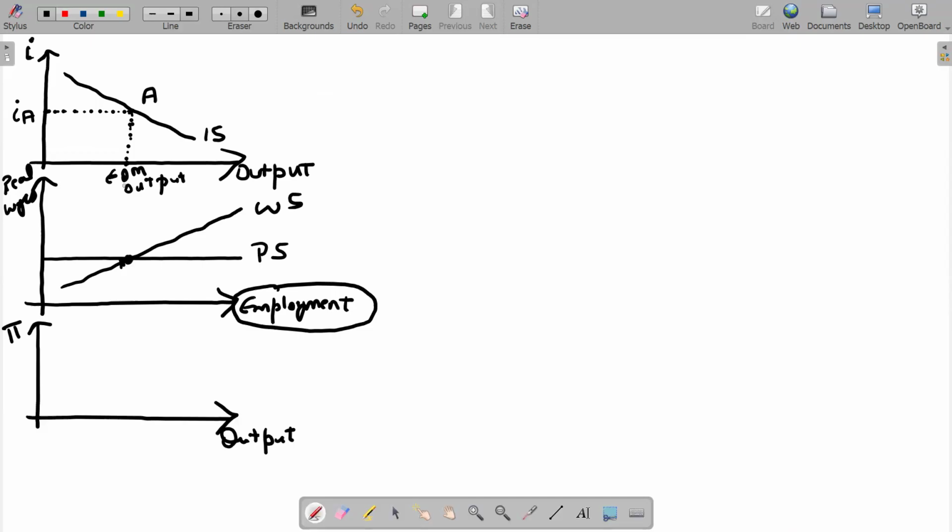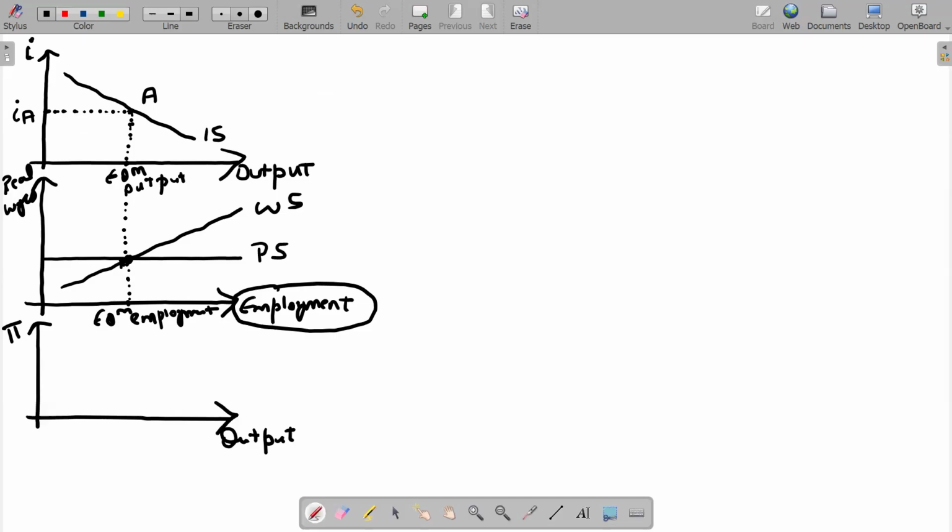And corresponding to it, I can just stretch the equilibrium output down. So corresponding to the equilibrium output, I have equilibrium employment. EQM denotes equilibrium employment. And then in the last diagram, we have the Phillips curve and the monetary policy rule.